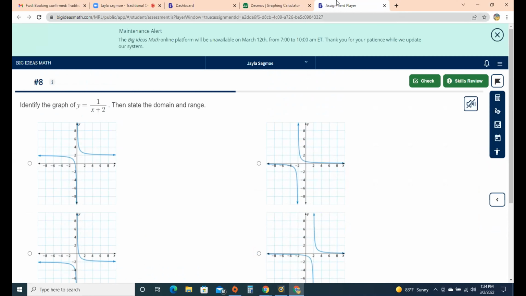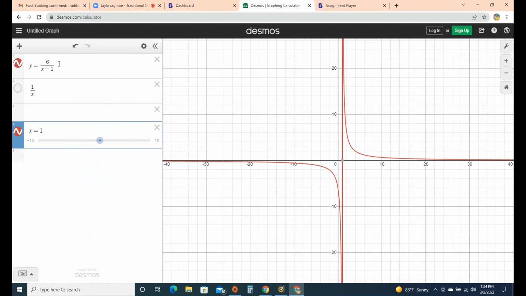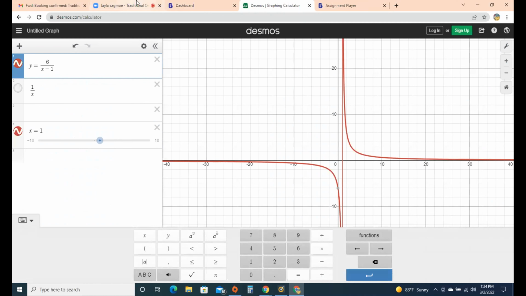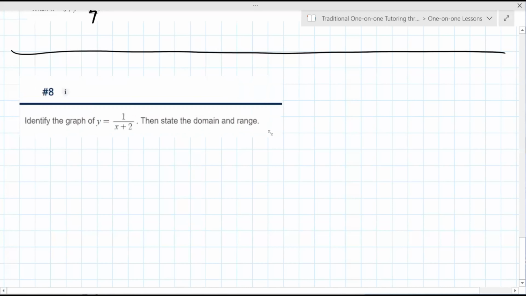So let me grab it here. All right, let me share my screen. Then we'll get started here. Okay, sorry I didn't do this before. I thought maybe I could talk our way through it, but let's just talk about the domain and range real quick, because I think we're pretty comfortable with graphing it.